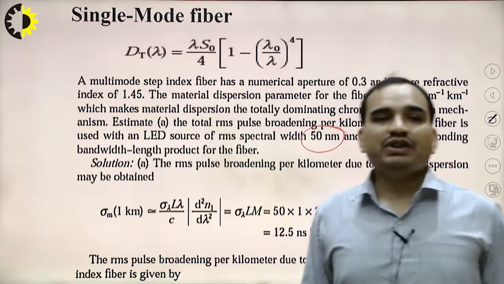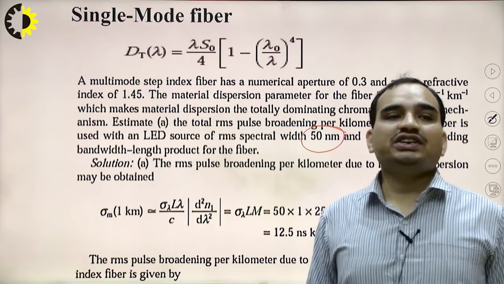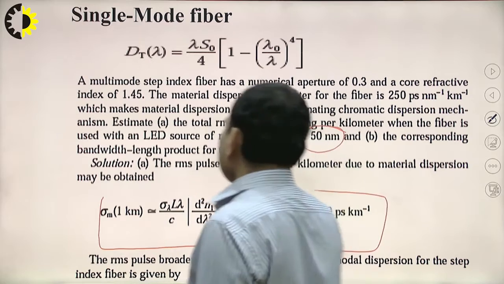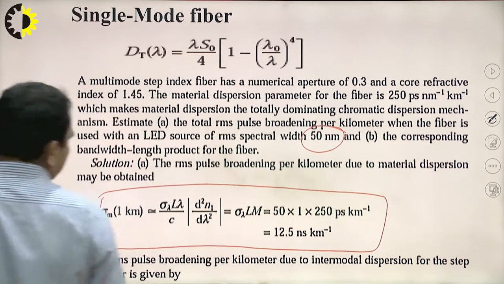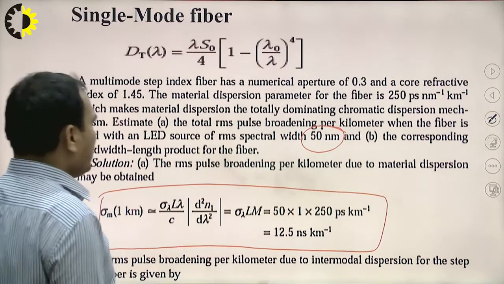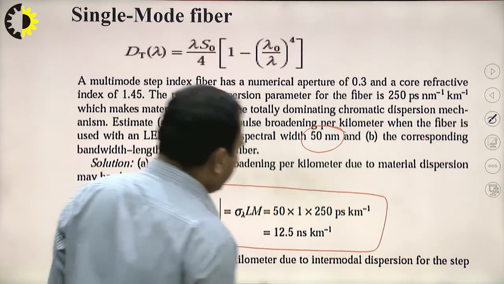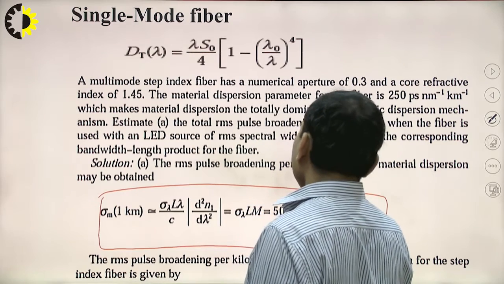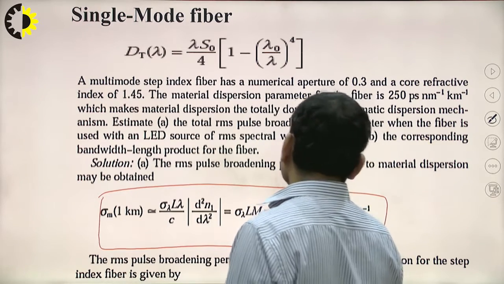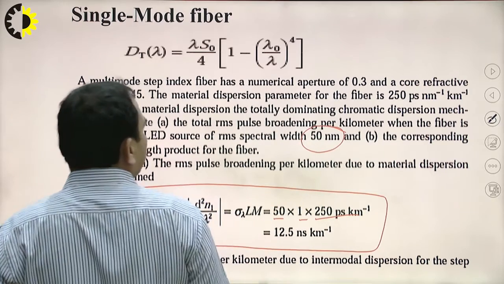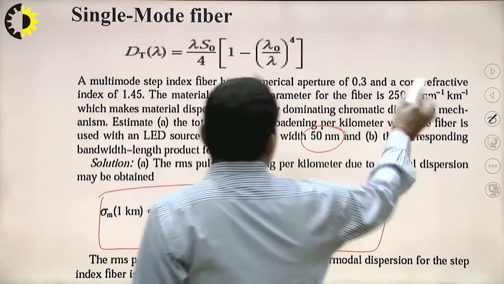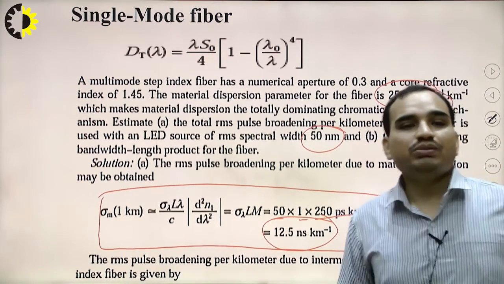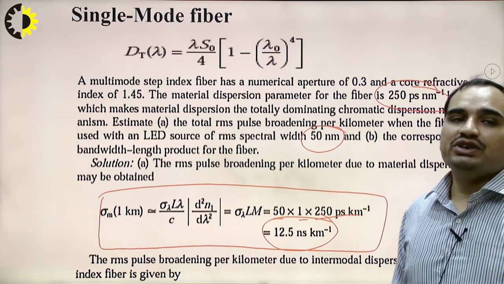The RMS pulse broadening per kilometer due to the material dispersion, sigma m for 1 kilometer, can be calculated by substituting the values in the formula: sigma lambda times L times lambda by c, d2 n1 by d lambda square. Substituting, we have sigma lambda as 15, L, the length, as 1 kilometer, and lambda d2 n1 by d lambda square given by 250 picoseconds. By substituting the values, we get 12.5 nanoseconds per kilometer.